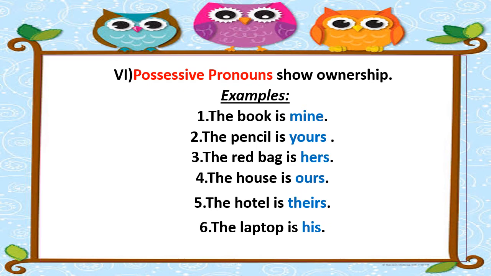Possessive pronouns. Possessive pronouns show ownership. Examples: The book is mine. The pencil is yours. The red bag is hers. The house is ours. The hotel is theirs. The laptop is his. Here the words mine, yours, hers, ours, theirs, his show ownership or possession and are known as possessive pronouns. We don't use apostrophe with possessive pronouns.